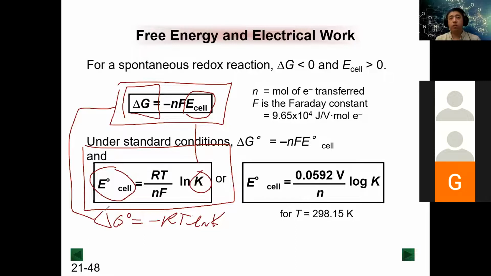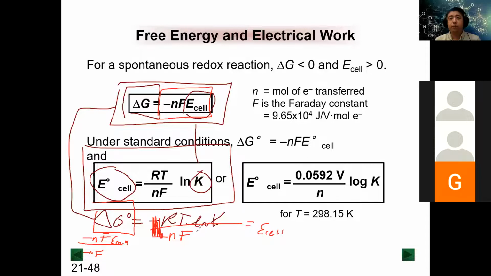So if you look at the equation down here, all I really did was I changed this value by plugging this in. This is negative NF E cell, right? And I want to get E cell by itself, so I divide this side by negative NF, okay? Now with that said, I divide this side by negative NF. The negatives are removed, so this just becomes E cell is equal to RT ln K over NF.